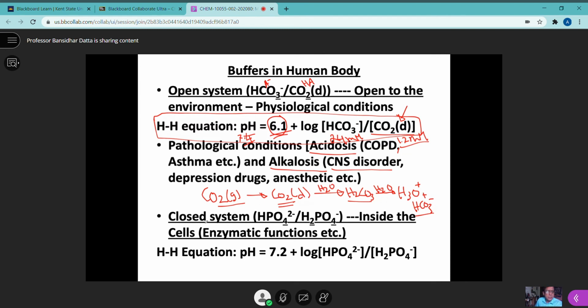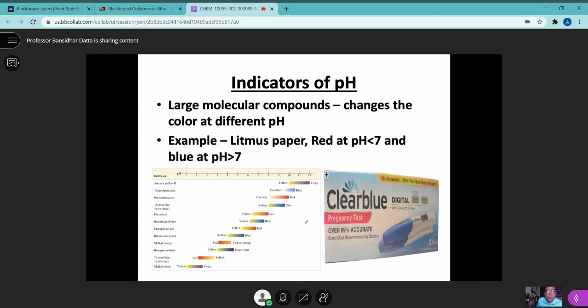Another buffer that we have is called a closed system inside the cells, and that's coming from phosphoric acid. So this is our A minus, HPO4 2 minus, divided by H2PO4 minus, and that's our HA. Phosphoric acid has 3 protons, remember? It can dissociate 3 different times, and the middle one is usually the appropriate pH for our cells, and all those enzymatic functions depend upon the pH. Usually there's no disease associated with this because it's inside the cell. So inside the cell there's no problem with that, right?